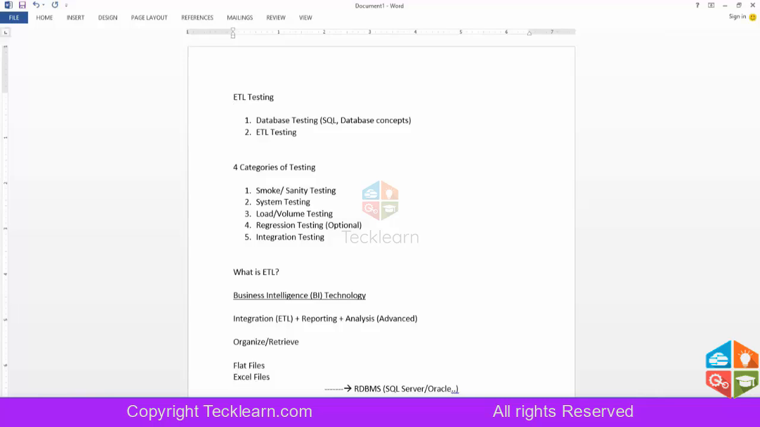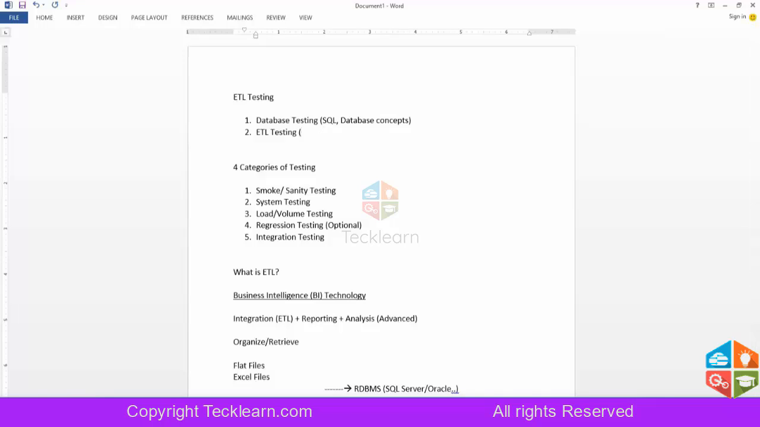But we are talking about ETL testing. Why do we have to learn database testing? ETL testing is not complete without database testing. Database testing is not only done as part of ETL testing. It can be done as part of web application testing or any other application testing, cube testing or report testing. In business intelligence technology, in general, database testing is very, very important. Then we do ETL testing.